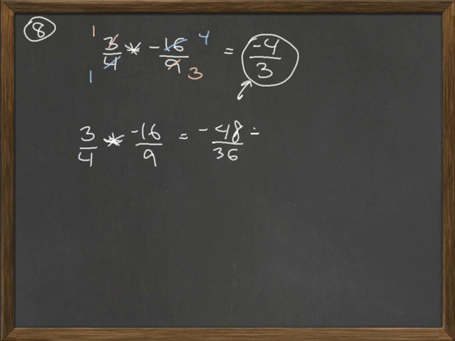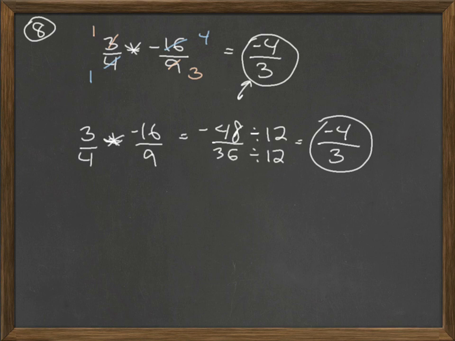What I would have to do is divide by the GCF, which in this case happens to be 12. So negative 48 divided by 12 is negative 4. 36 divided by 12 is positive 3. So again, you can multiply first, but then you must reduce. If you do your work correctly, then both methods are valid, as long as you remember to reduce at the end if you decide to multiply first, and you should get the same answer.